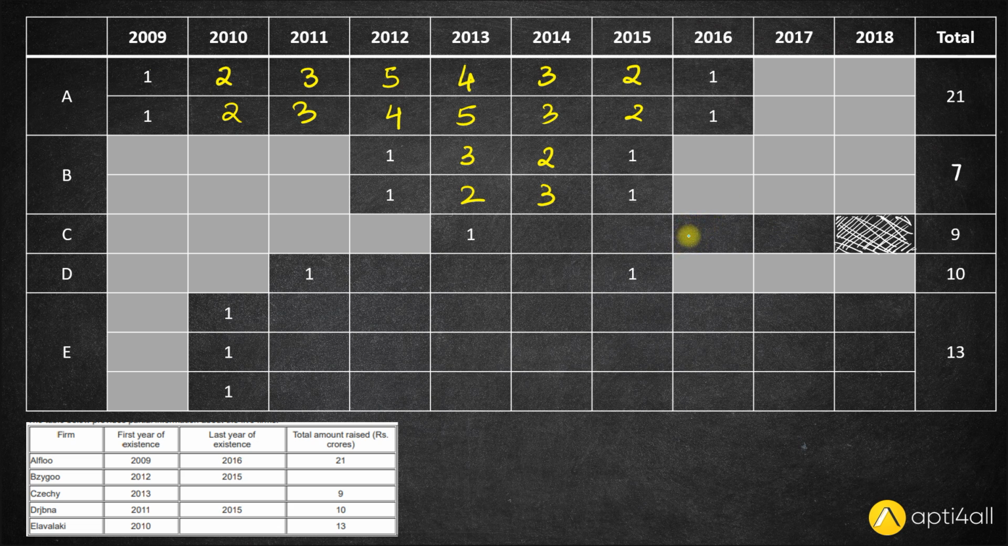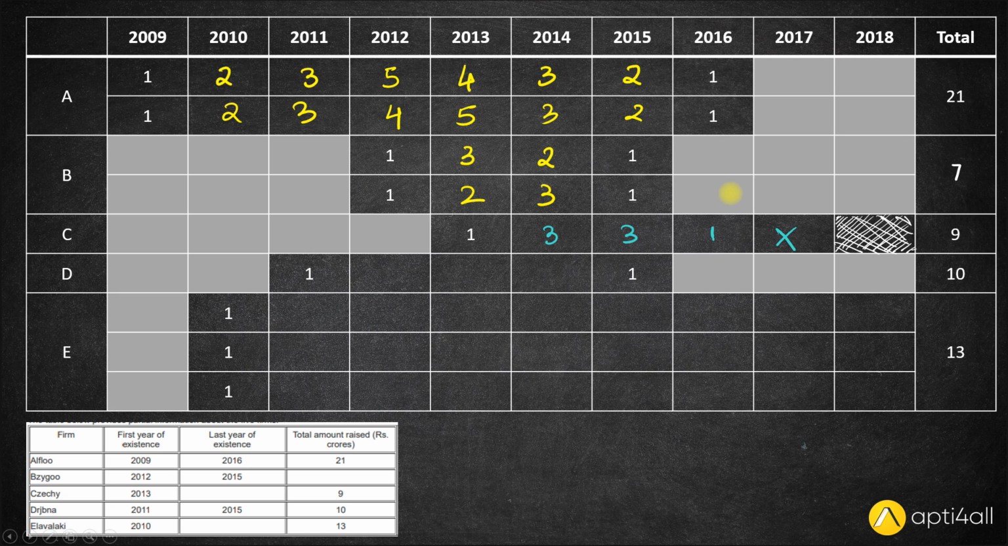Let's see. If it shuts down in 16, the amount raised in 16 will be 1 crore and it will not raise any amount in 17. Now, this is maximum 3 and this will be maximum 3. Do not forget about minimum. Even if you consider the maximum amount raised when the company shuts down in 16, the total amount raised will be 3 plus 3, 6 plus 1, 7 plus 1, 8. So it will not come out to be 9. So if the company shuts down in 16, the total amount it can raise cannot be 9. Maximum it can be 8.